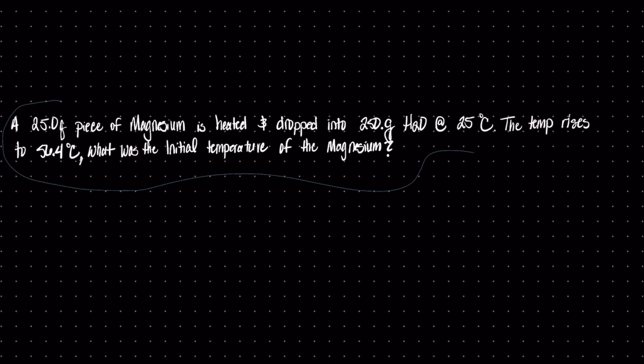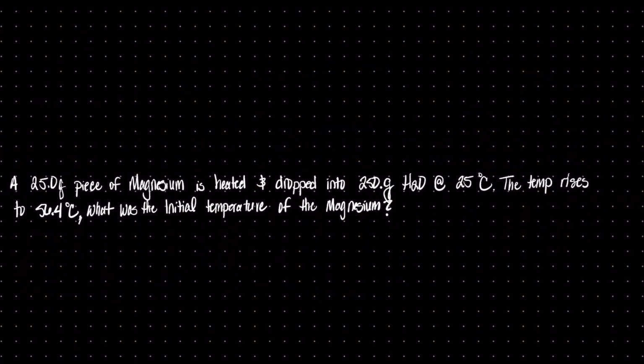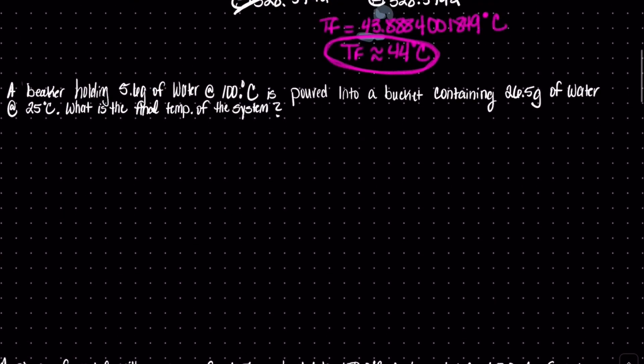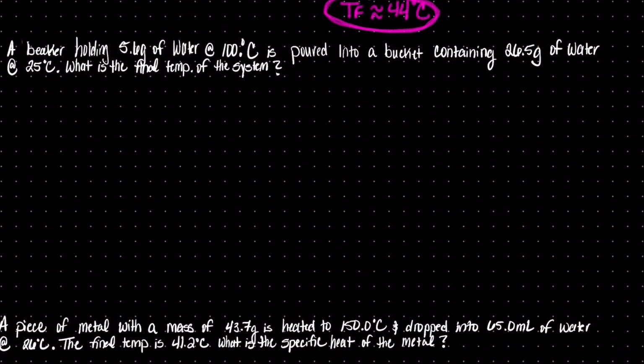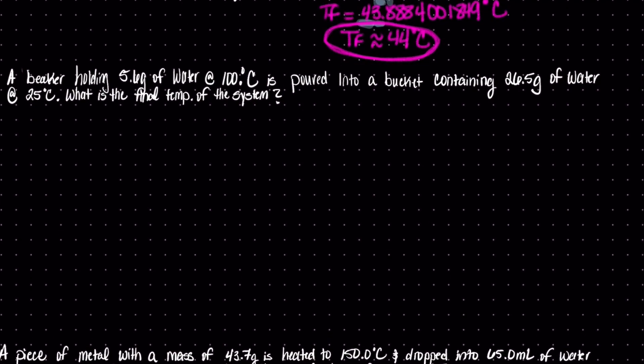Let me get this and move it down some so we get some room to work. So now, seeing it's all mapped out together, hopefully I can start skipping some steps and don't have to color code as much. So now we're going to talk about a beaker holding 5.6 grams of water at 100.0 degrees Celsius, is poured into a bucket containing 26.5 grams of water at 25 degrees Celsius. What is the final temperature of the system?